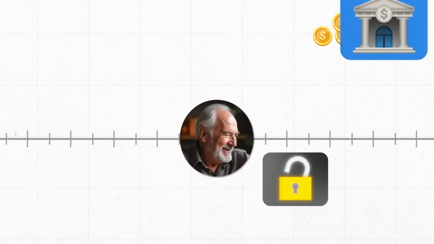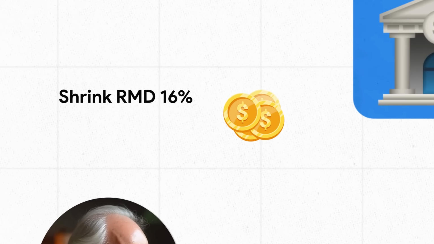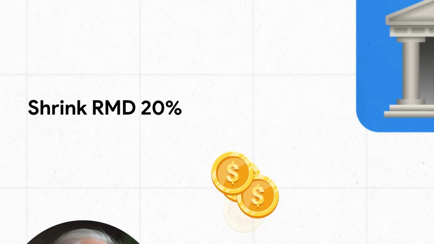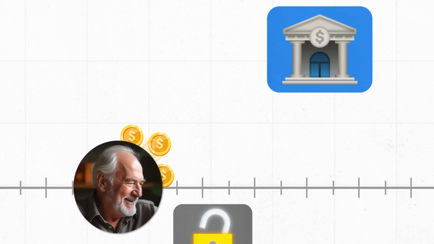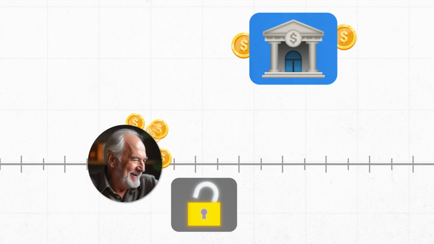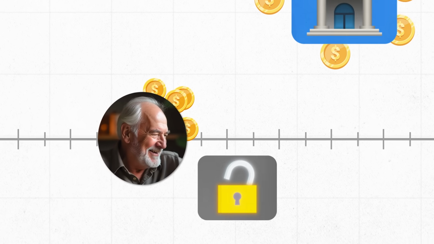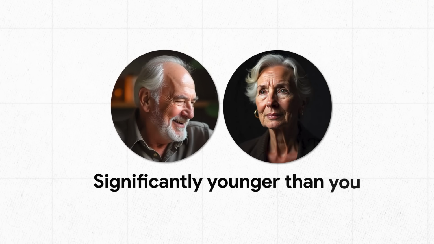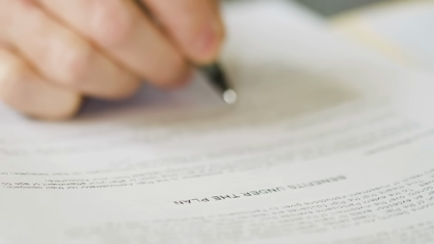And if you qualify, it can shrink your RMDs by 10, 15, or even 20%. And that means less taxable income to you and more of your money left in your account growing and compounding. The only requirement? You marry someone who is significantly younger than you. So today I'm going to break down this rule, what it is, why it exists, the fine print you need to watch out for, and how you can actually use it in your retirement plan.